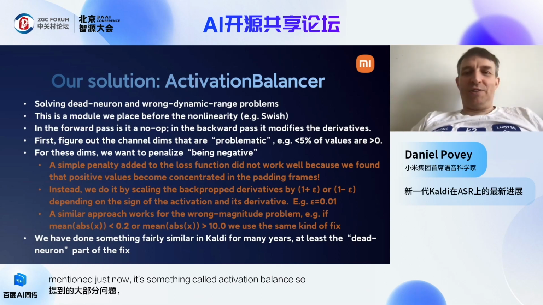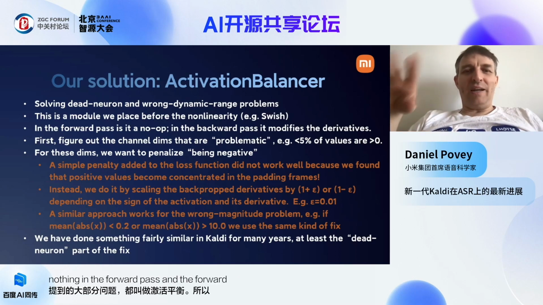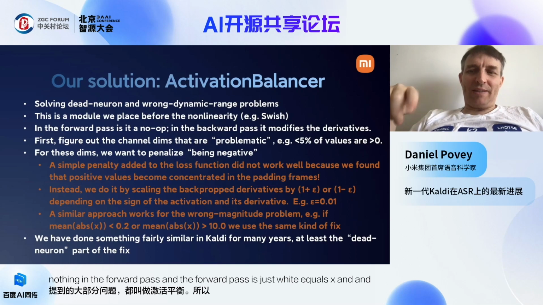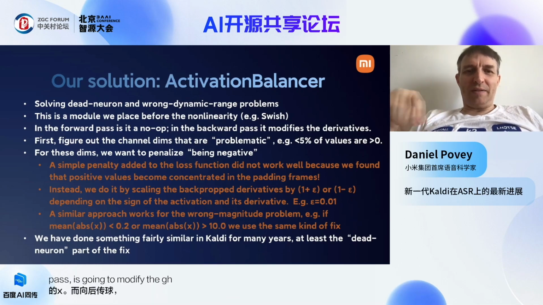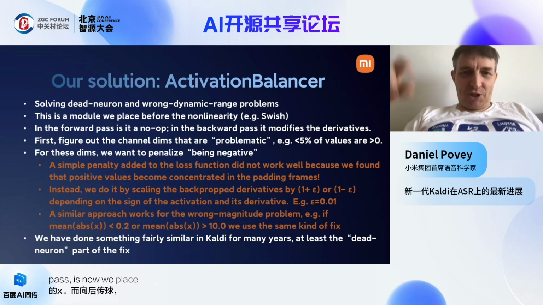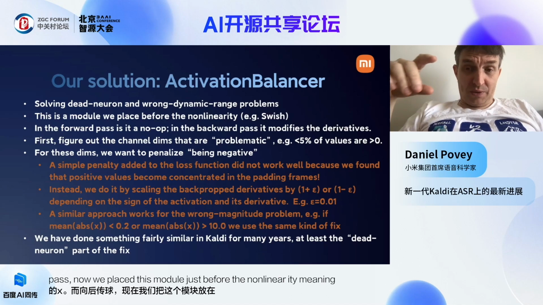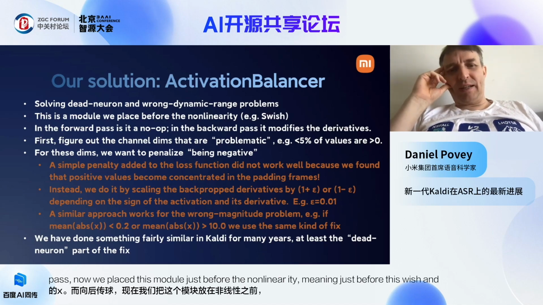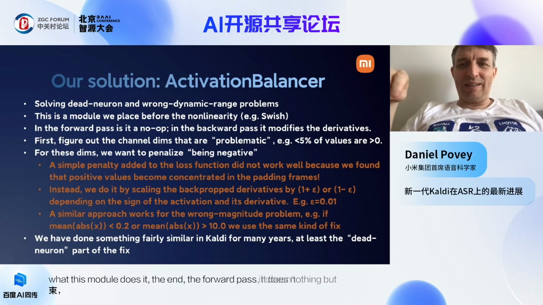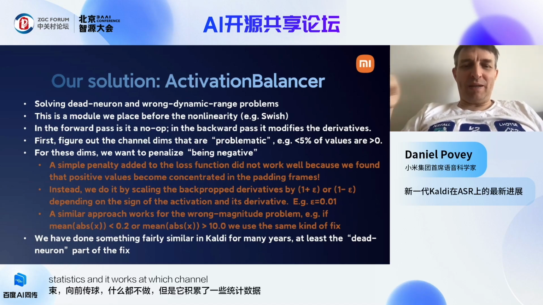So this is a module that does nothing in the forward pass. In the forward pass, it's just y equals x. And in the backward pass, it's going to modify the gradients a little bit. Now we place this module just before the nonlinearity, meaning just before the Swish. What this module does is, in the forward pass, it does nothing, but it accumulates some statistics, and it works out which channel dimensions are problematic.